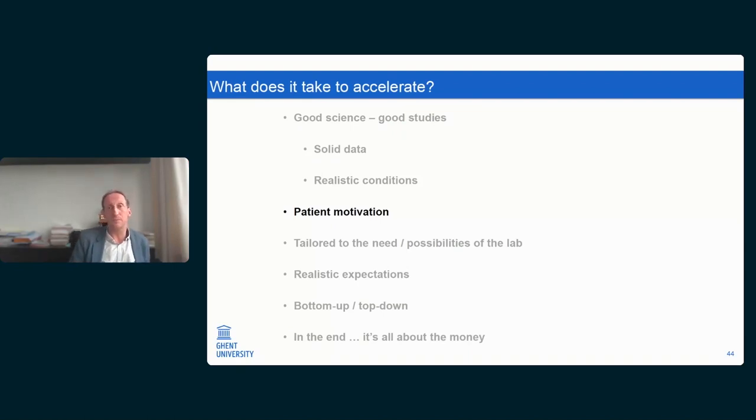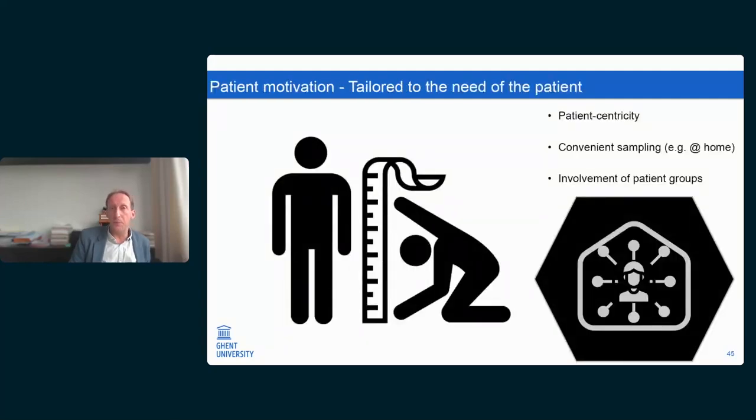Important for microsampling to work, we need motivated patients. Like I already said, we need good quality samples. And good quality samples is one thing, but we also need to think about the patients that have to provide the samples. In other words, we need a patient-centric approach. We have to make it as easy as possible for the patient to provide the sample, for instance by allowing home sampling, convenient sampling in the home environment, but also by allowing the patient to collect the sample him or herself in an easy and convenient way.